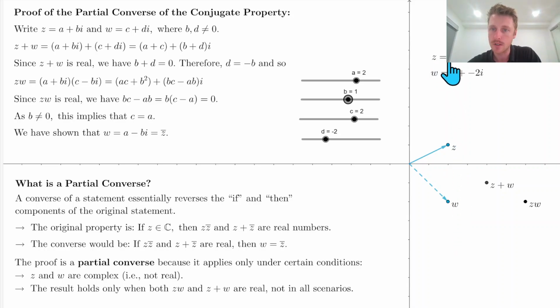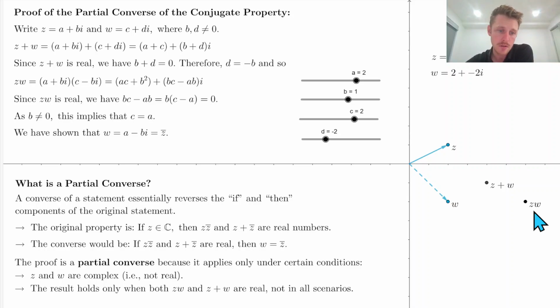So for example, z is 3 plus 0i. Sorry, I just realized this is wrong. This is 2 plus 1i. When z and w are not complex conjugates of one another, we get that z plus w and zw are not real numbers.